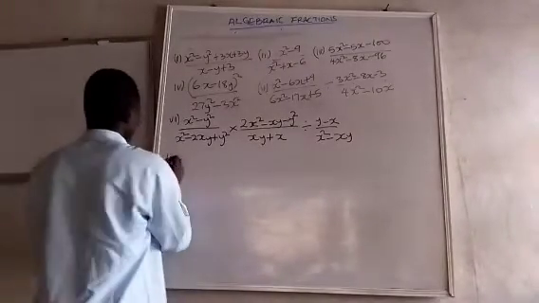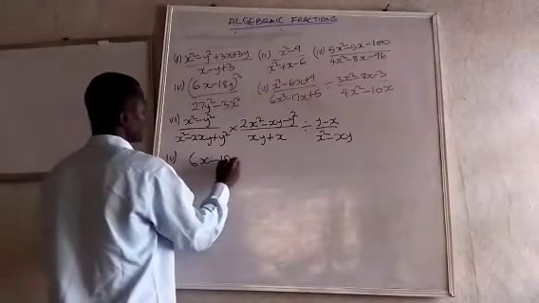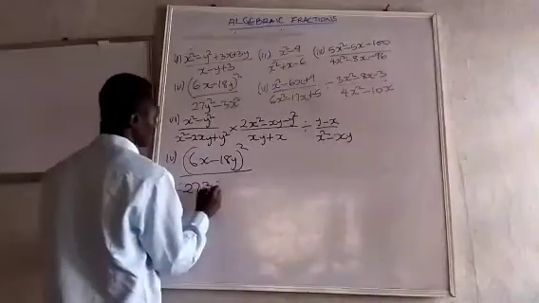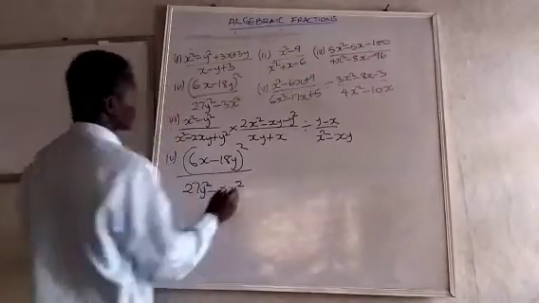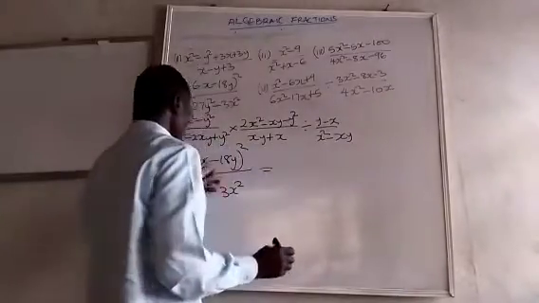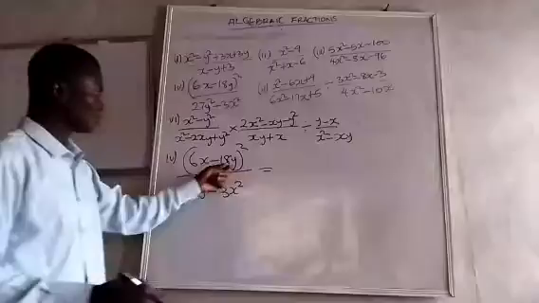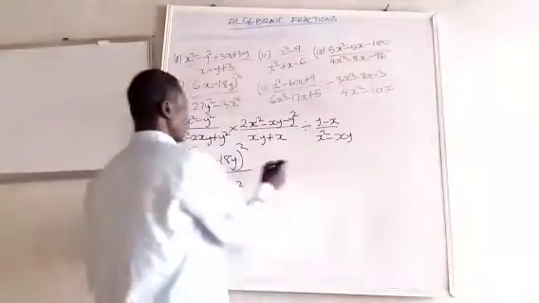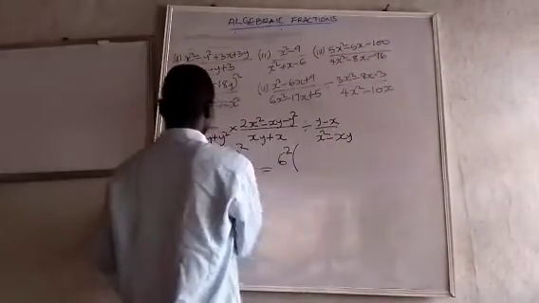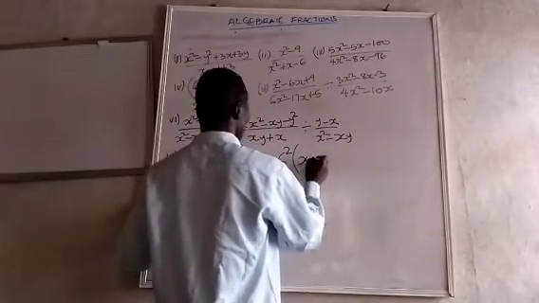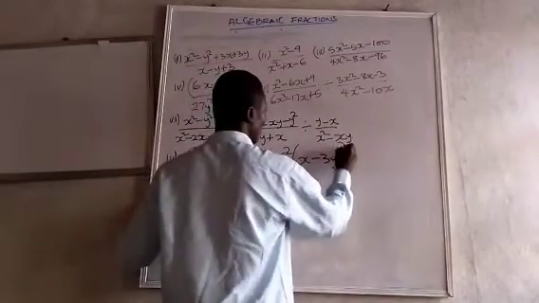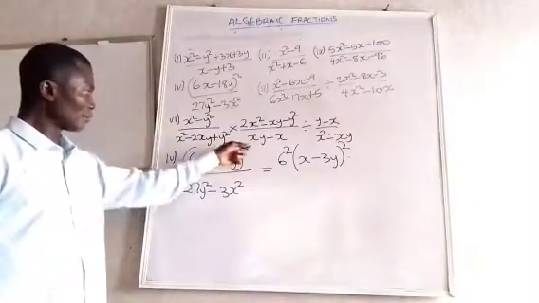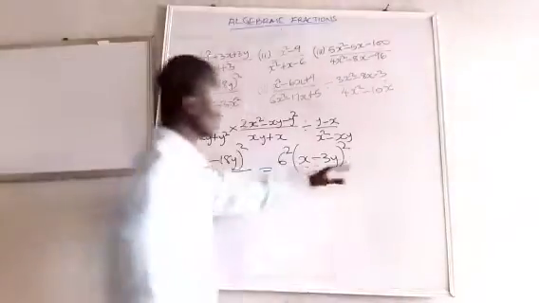Now the next one is this: (6x minus 18y) all squared divided by 27y squared minus 3x squared. We can easily look at this in this way. It's going to be 6 squared into (x minus 3y) all squared. If you look at this, because this is 6 and 6 here, squared. So that one is done like this.